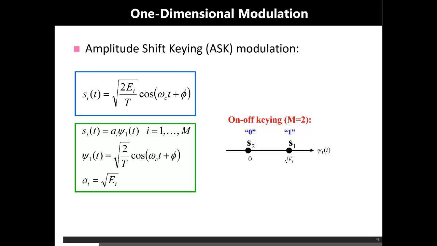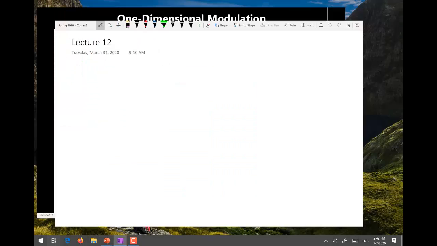In cos omega ct, omega c is the carrier frequency, and phi is any arbitrary phase. It does not contain the information. It is an arbitrary phase that can be generated randomly through local oscillators. Usually this phi is modeled as a uniform random variable between 0 and 2 pi. Why have we used square root of 2Ei over T as the amplitude? This specific notation has a particular reasoning, and let me first show you why we have taken this particular formulation.